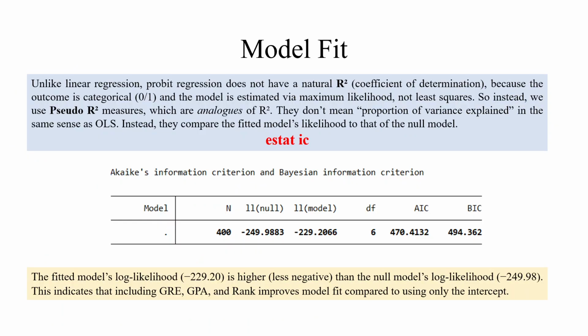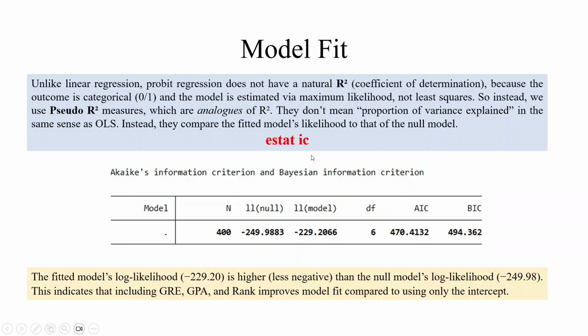Now we will compute the model fit. Unlike linear regression, Probit regression does not have a natural R-square, that is a coefficient of determination, because the outcome is categorical and the model is estimated via maximum likelihood, not least squares. So instead, we use the pseudo R-square measures, which are analogs of R-square. They don't mean proportion of variance explained in the same sense as OLS. Instead, they compare the fitted model's likelihood to that of the null model.